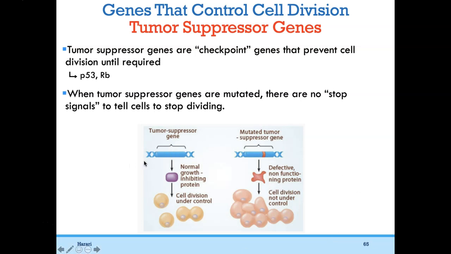So normally there's a tumor suppressor gene that encodes for a protein that stops cell division. So this is a growth inhibiting protein that can stop cell division, keeping it under control. If I mutate that tumor suppressor gene, I'm not going to be able to make a functioning inhibiting protein. Right? There's no stop sign I can make. So cell division will not be under control and it will continue to divide. Right? So when a tumor suppressor gene is mutated, there's no more stop signals to tell the cells to stop dividing.